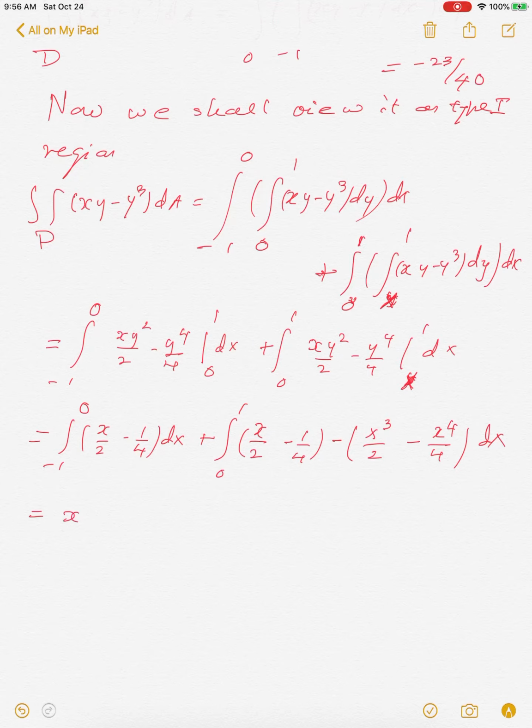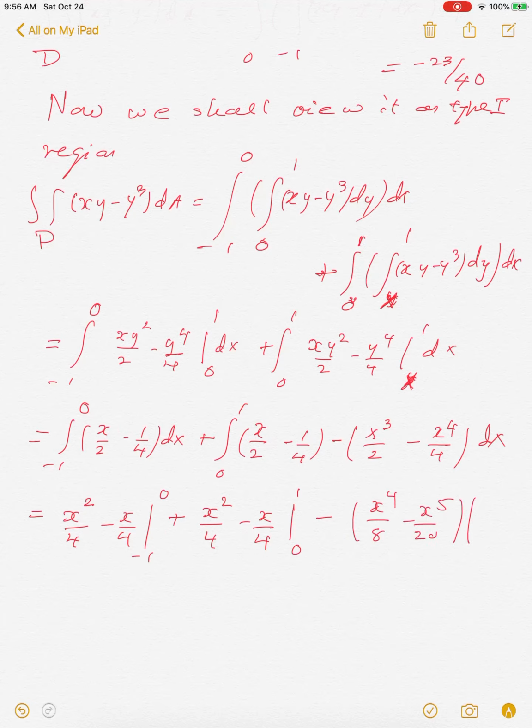All right. So then you integrate this. So you are going to get integral of x is x squared by 2. So you'll get x squared by 4 minus x by 4 from minus 1 to 0, plus x squared by 4 minus x by 4 from 0 to 1, minus integral of x cubed is x to the 4 by 8 minus x to the 5 by 20 from 0 to 1.